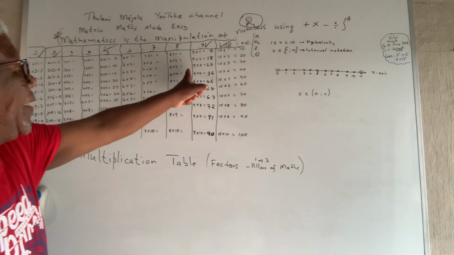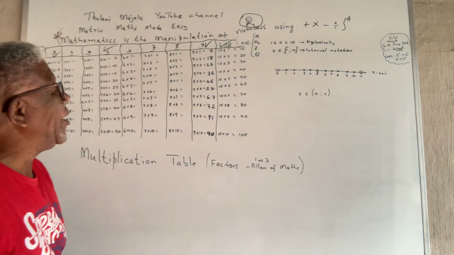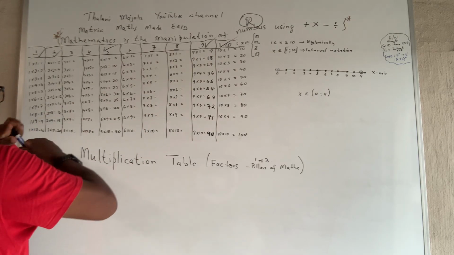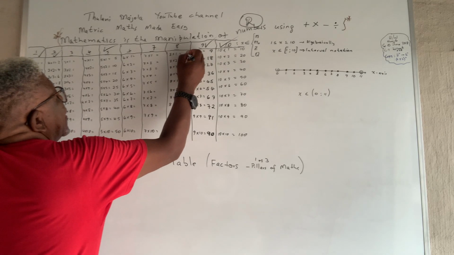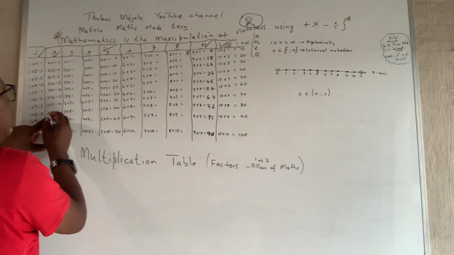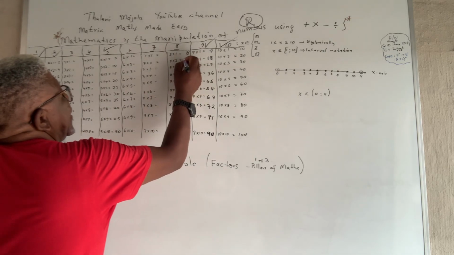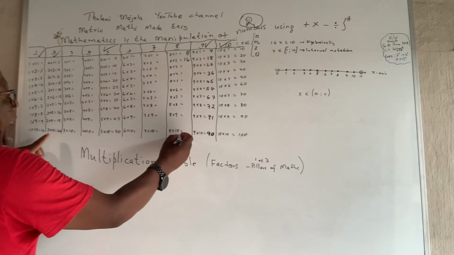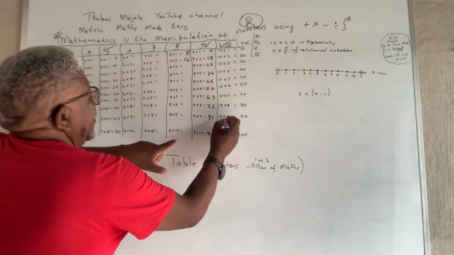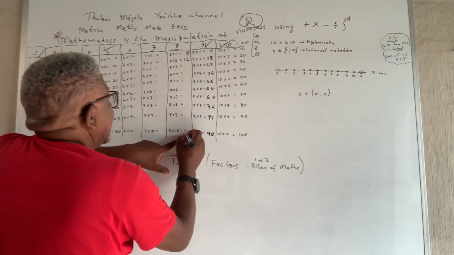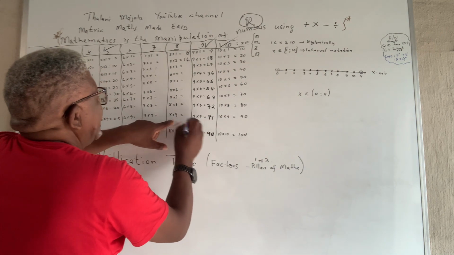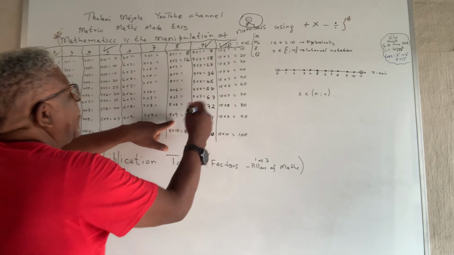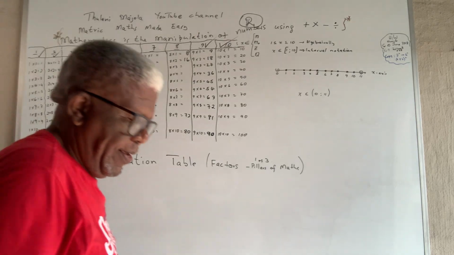So, let's deal with 8 now. The next one is 8. 8 times 1, we've got 1 times 8 somewhere here. There it is, 8. 8 times 2, we've got 2 times 8 here, which is 16. 8 times 3, nope. 8 times 10, got 10 times 8 here, which is 80. 8 times 9, got 9 times 8 here, which is 72. These things are commutative. 9 times 8 is the same as 8 times 9.